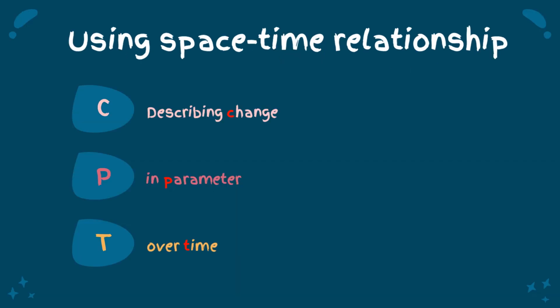So today we are going to focus only on the first extra science process skill, the new science process skill that you are going to learn today, which is using space-time relationship. Okay, what is actually using space-time relationship? Okay, remember this, CPT. Using space-time relationship means you need to describe change, okay, see change, in parameter, P, parameter, over time. Okay, describe change that you see. Okay, a parameter is something that you can actually observe the change over time.